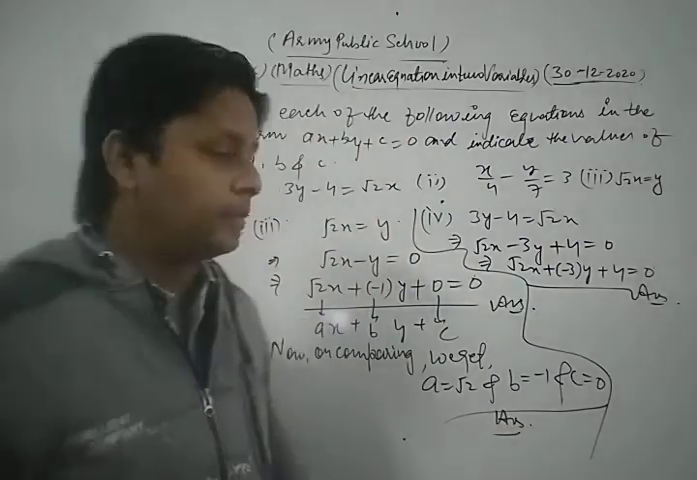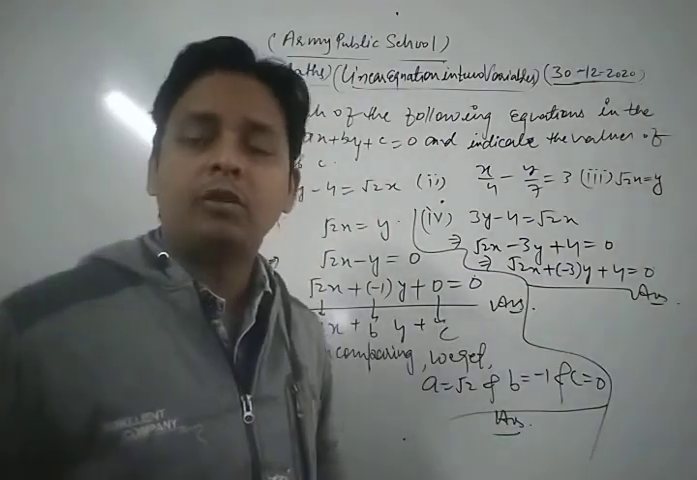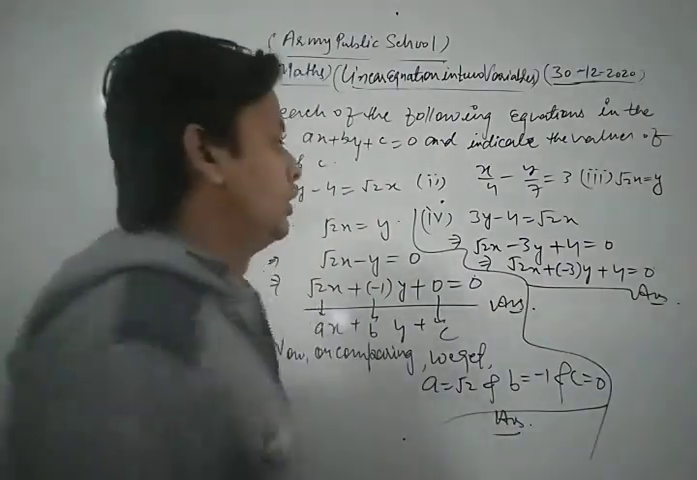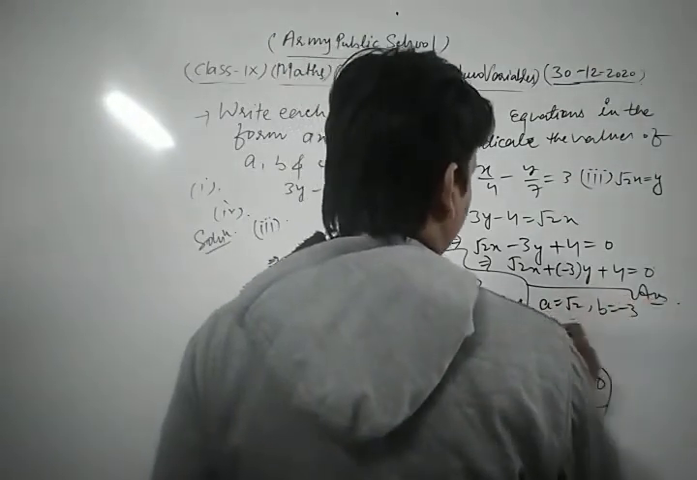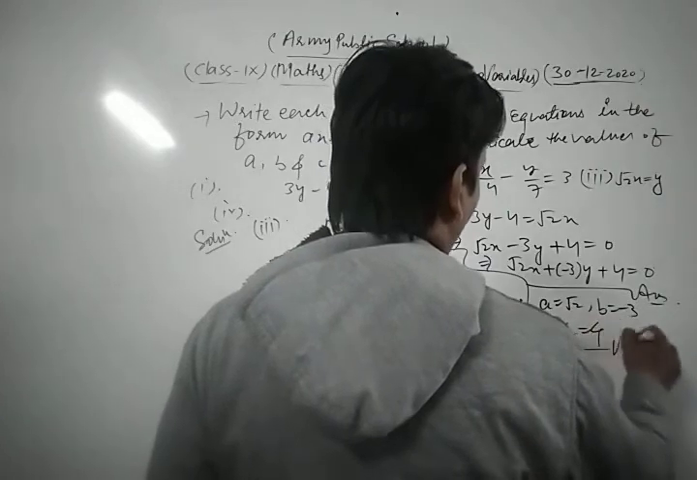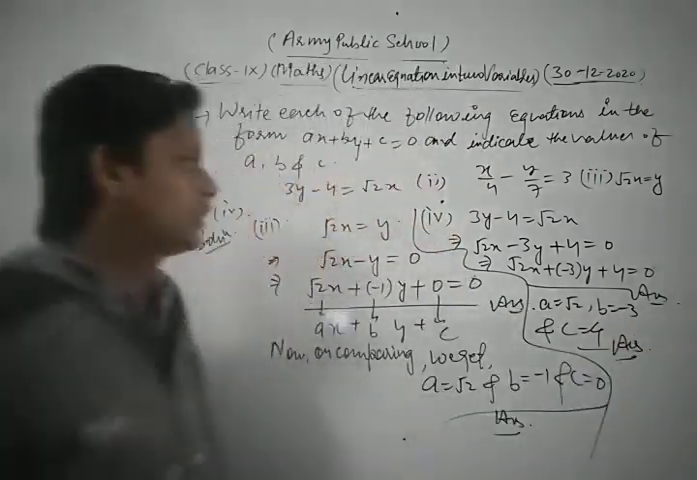Now we compare the given equation with the form ax plus by plus c. So here the value of a is root 2, the value of b is minus 3, and the value of c is 4. So this is our required solution of the given question.